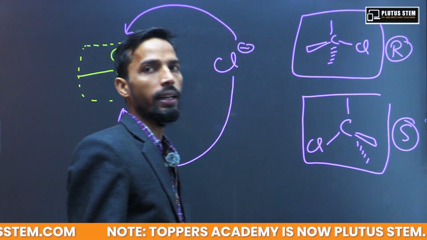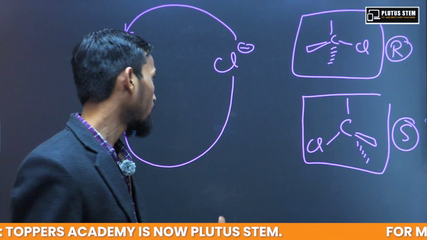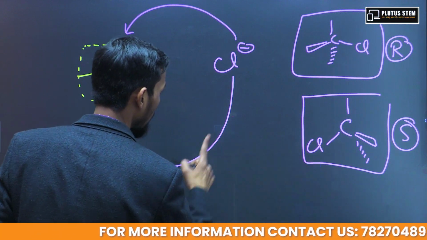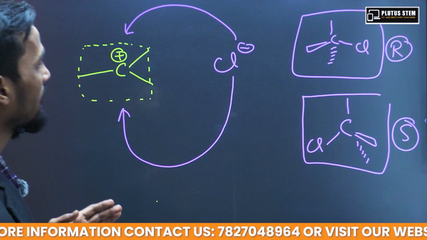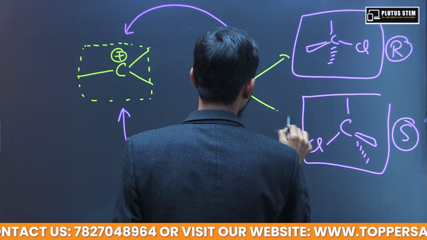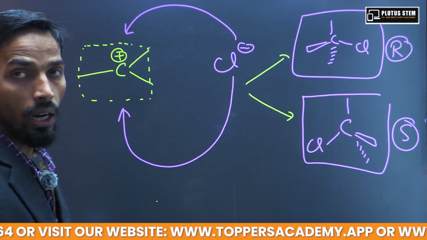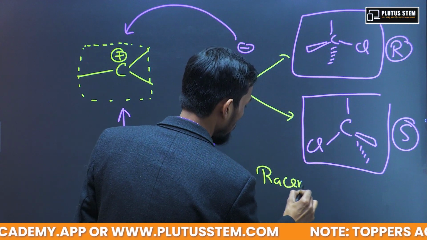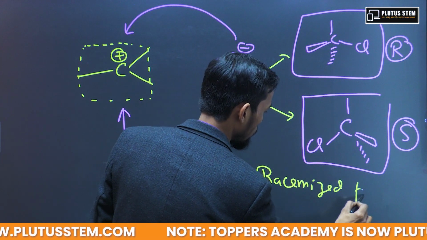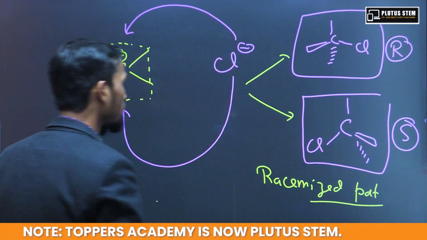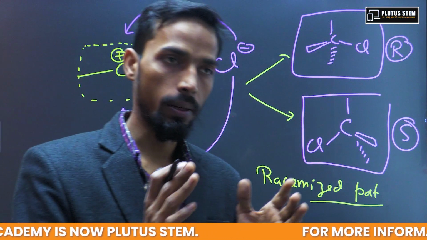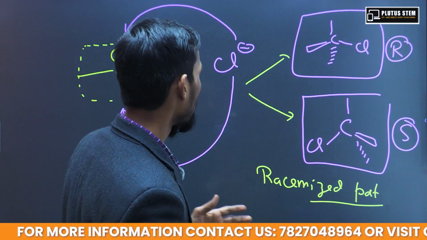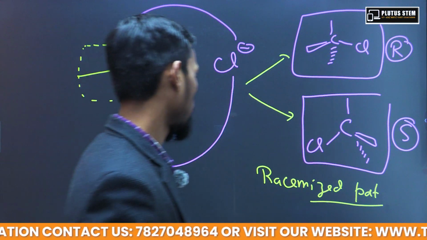We have already studied this in class 11 in quite some detail, so we are not going to focus too much on it. We just need to see over here one R and another S, which means two possibilities. When two enantiomers are present in equal proportion, we call it a racemic mixture or racemized product. Although the retention part is lesser in quantity than the inversion part. Inversion has a higher concentration or higher yield.